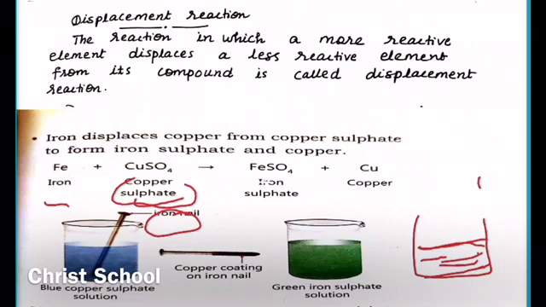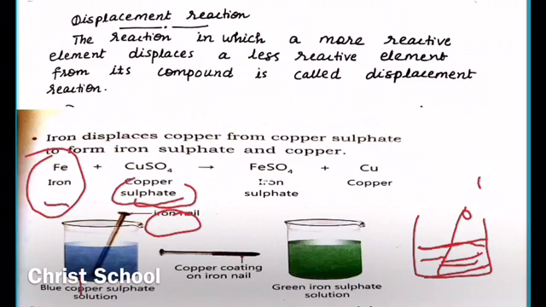This is one of the reactants. What is the next reactant? Iron. For the iron we will take an iron nail. After taking the aqueous solution of copper sulphate in this beaker, we will dip the iron nail in this beaker. So you can see the picture like this. First of all, copper sulphate solution. In the solution we will dip an iron nail.